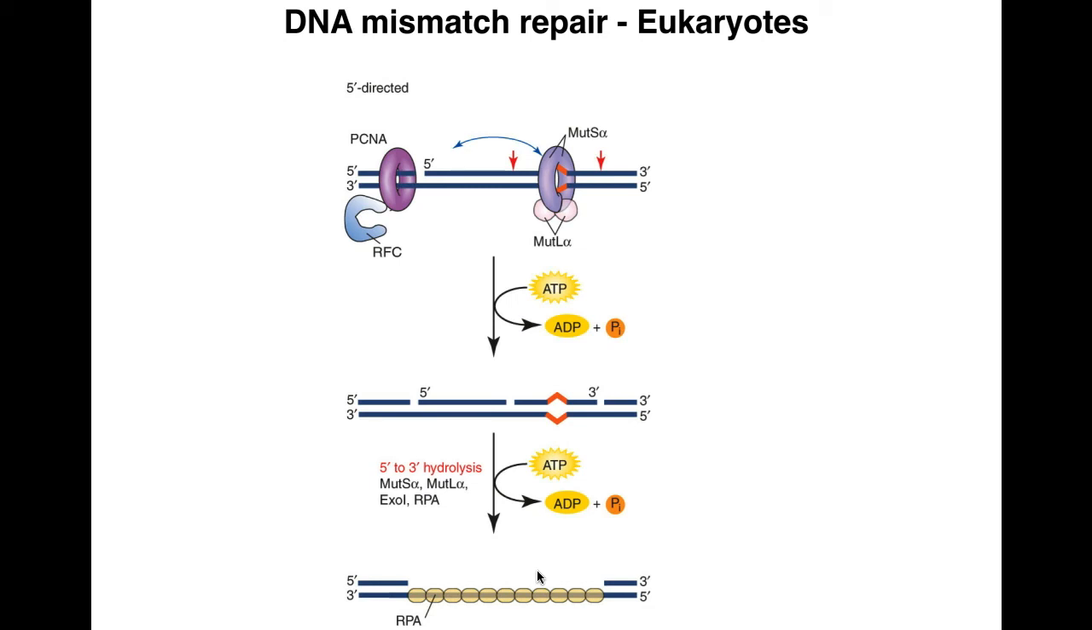So, of course, the big question is, how do we know which is the parental strand and which is the newly synthesized strand? And I honestly don't know the answer to that for eukaryotes. But we can see that there are some similarities. It's, of course, a little bit more complicated in eukaryotes than prokaryotes, as is the general rule of thumb. But in the end, the same thing is accomplished in that we are going to excise our mismatch and then fill it with a polymerase and a ligase.